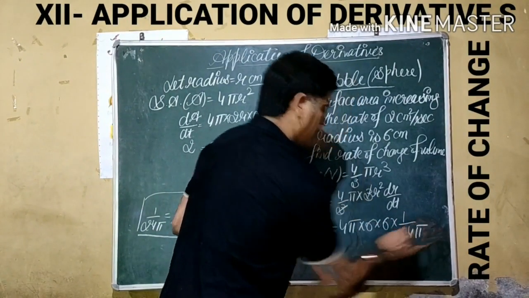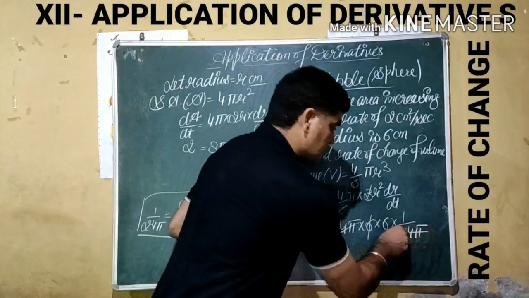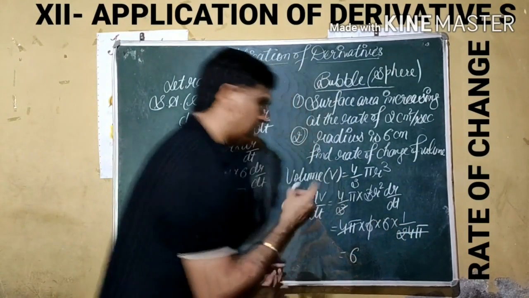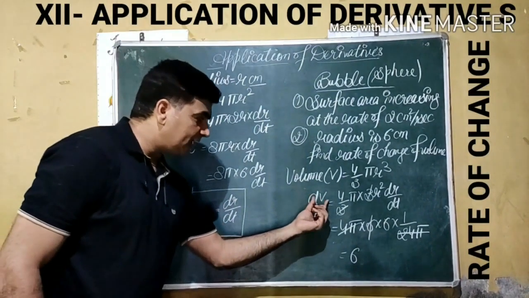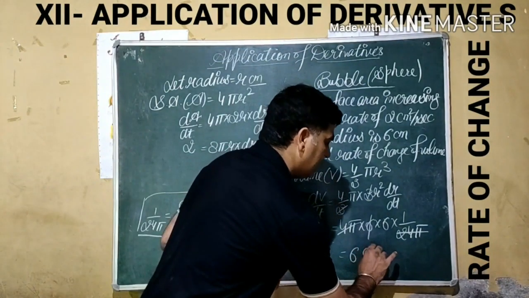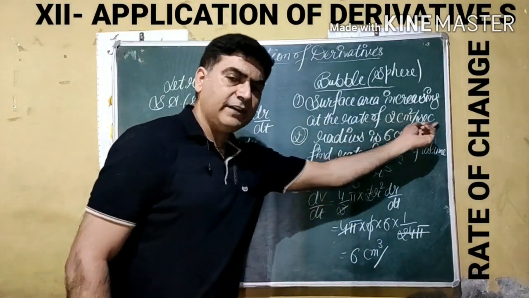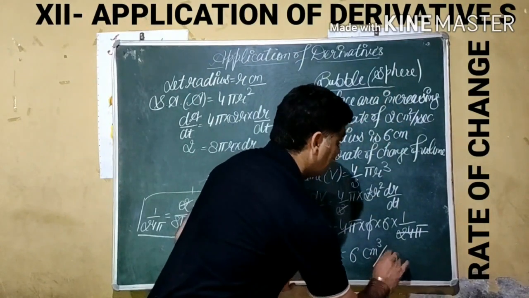So if we see here, 4 pi multiply 6 become 24 pi, cancel out. So answer left out only 6. What is the unit for it? We know that here volume unit is our cubic centimeter. We can say centimeter cube. With respect to time, time is already indicated here. It is given by second.